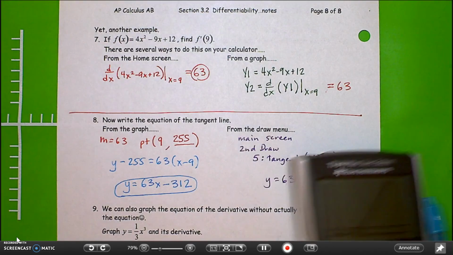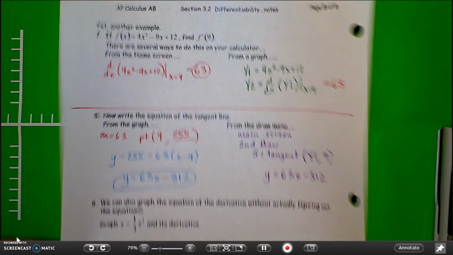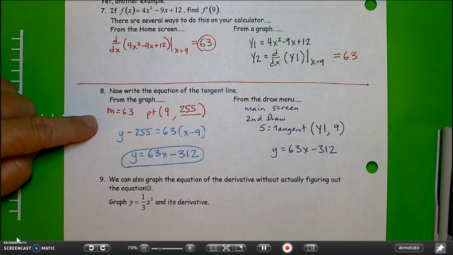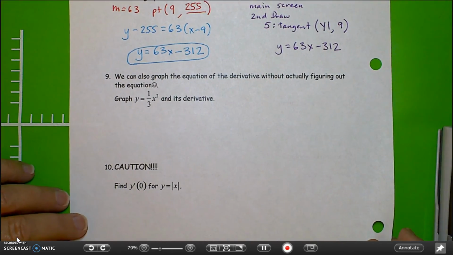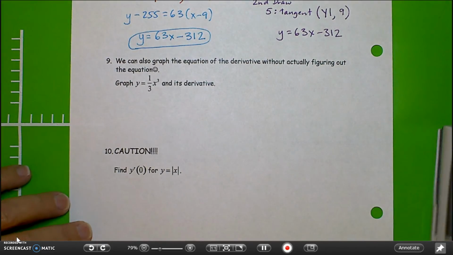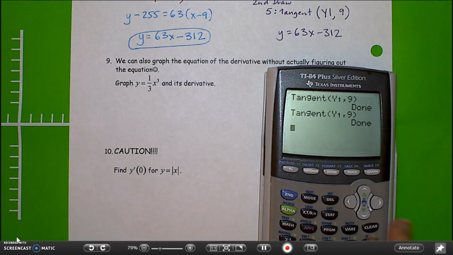Alright. You could actually graph the equation of the derivative without actually ever figuring out the equation. Because sometimes it's going to be more difficult to figure out the equation of the tangent line. So it is possible just to visually see the tangent line without having to graph it. So here's one that we can try with that. Let's quit that.